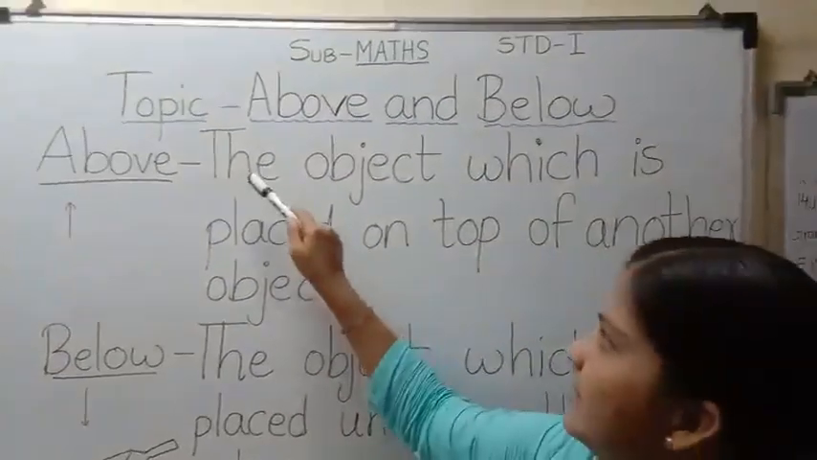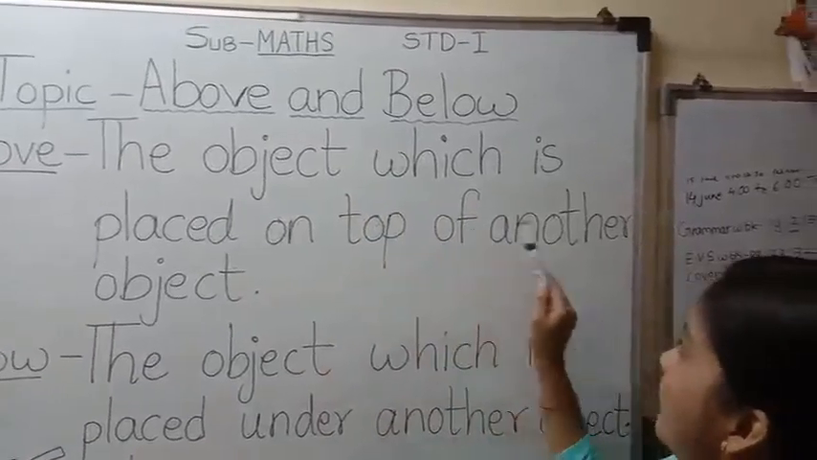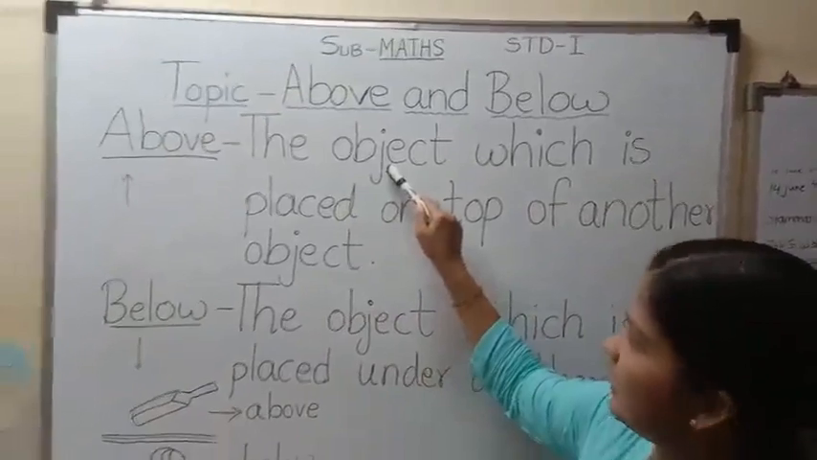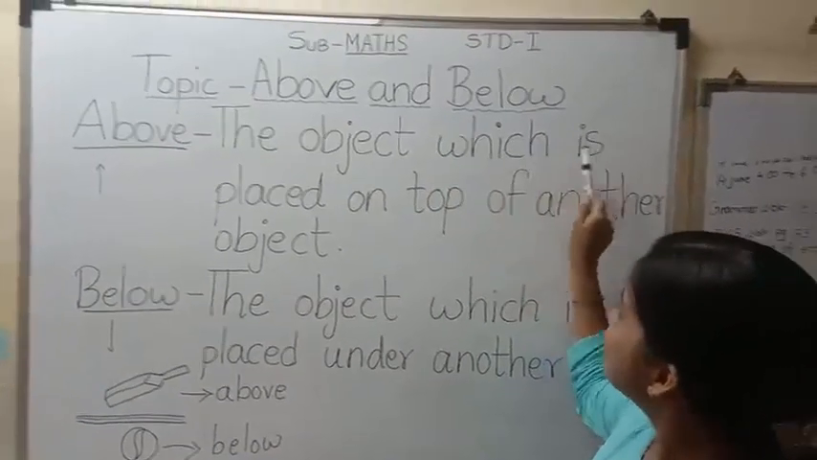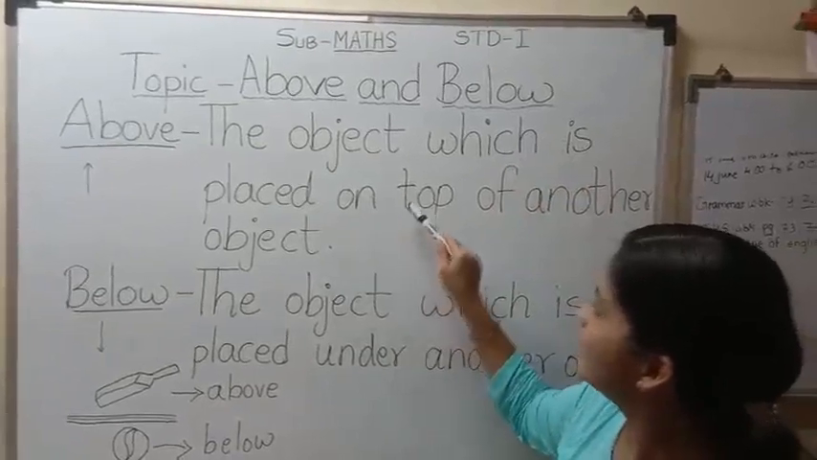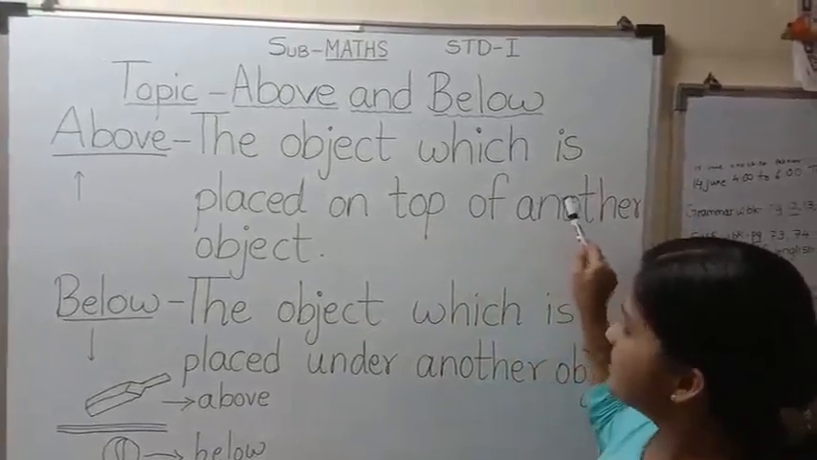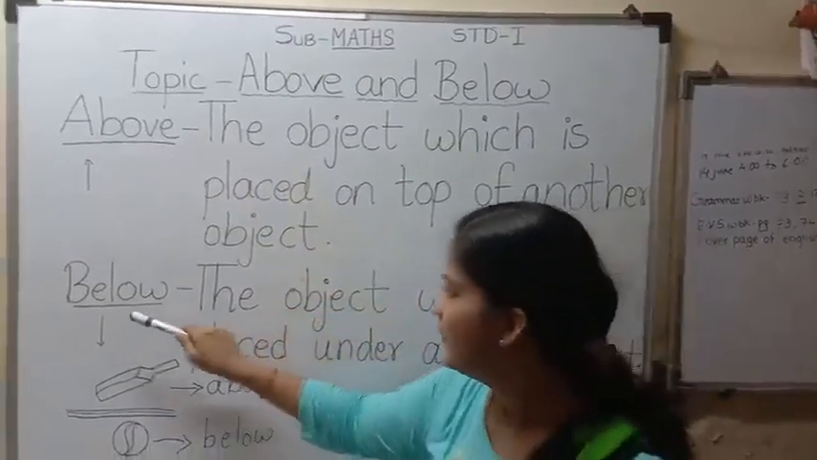Again I will repeat, the object which is placed on top of another object. इसका मतलब क्या है? Object means the thing. कोई भी चीज which is placed on top, मतलब top मतलब ऊपर रखी हुई रहती है दूसरे ऑब्जेक्ट पे, उसे कहते हैं above. Now let's go to the below.